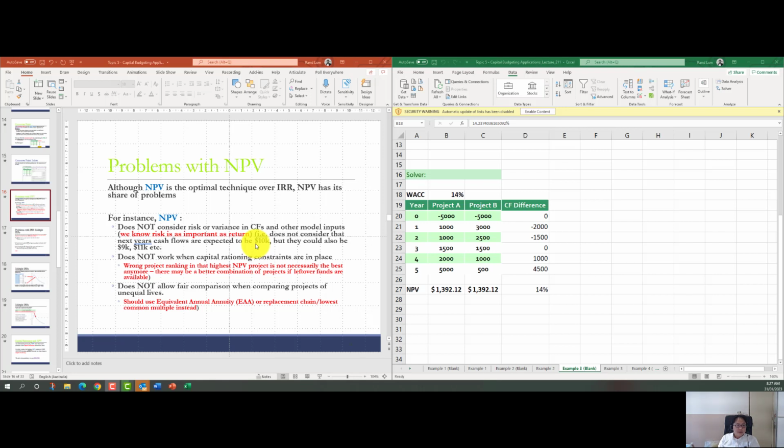So we want it to be as constant or as steady as possible. Okay, NPV doesn't really work when there are capital rationing constraints. Sometimes you get the wrong project ranking, if the highest NPV project is not necessarily the best anymore. There'll be another combination of projects if leftover funds are available. NPV also doesn't allow a fair comparison when projects have different lengths. One project might be 5 years, one project might be 3 years, so NPV isn't the best way to compare them both. Often we should use something like the equivalent annual annuity or replacement chain or lowest common multiple instead. So it's not perfect.